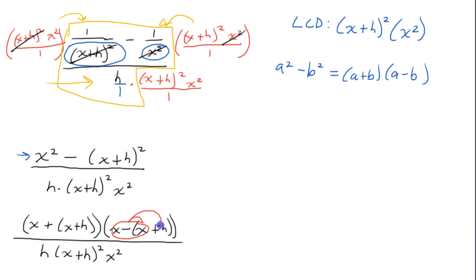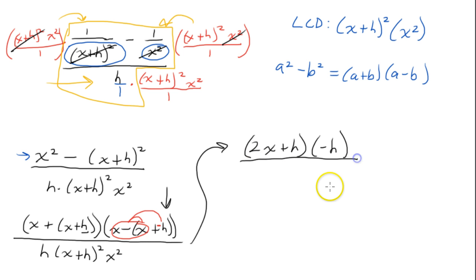And then if we have a negative h here, so we have x plus (x plus h). So that will be 2x, right? x plus x, that's 2x, plus our h here. So (2x plus h) multiplied by this negative h. So negative h is left. The denominator we'll leave there. H times (x plus h) squared times x squared.